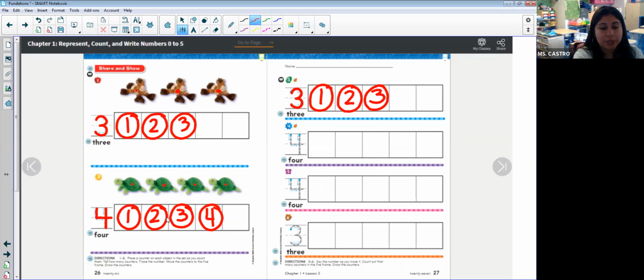If by some chance, boys and girls, you're writing your numbers backwards, it's okay. Like I said before, when you make mistakes, that means you're learning. So that's good that you're making mistakes. That just means that you have to practice a little bit more, okay? So if you're writing your numbers backwards, it's okay. Don't get frustrated. You have all day to keep practicing writing your numbers the right way, okay?